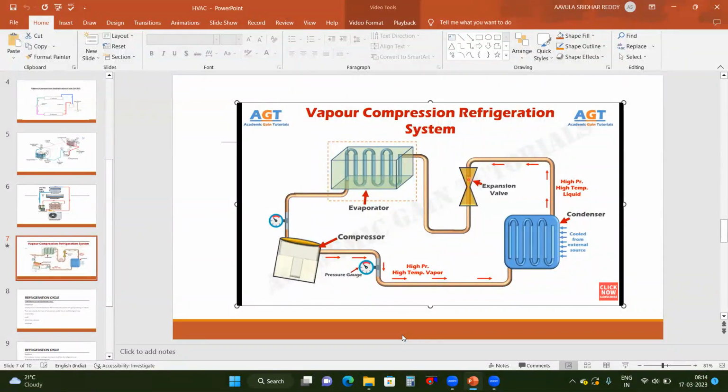And the expansion valve. After the expansion valve, you can see the fluid is expanded. This liquid will have the below properties, that is low pressure, low temperature, but it is a mixture of liquid plus vapor. So the state of the refrigerant is liquid plus vapor, and that will enter into the evaporator.